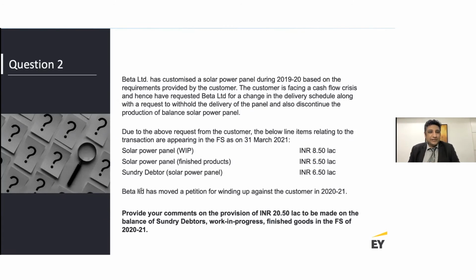We are provided with this situation wherein there's a company called Beta Limited. It says that Beta Limited has customized a solar power panel during 2019-20 based on the requirements provided by the customer, which means that Beta Limited is a seller and it is building an inventory of the solar power panels for a customer, basis the customer's need. Now, the customer is facing a cash flow crisis and has requested Beta for a change in the delivery schedule, along with a request to withhold the delivery of the panel and discontinue the production.